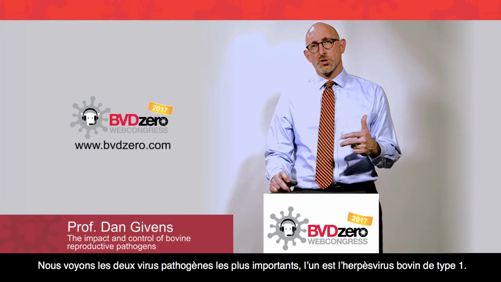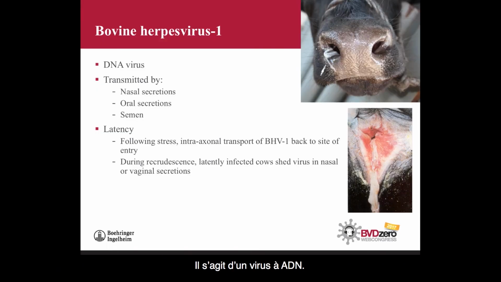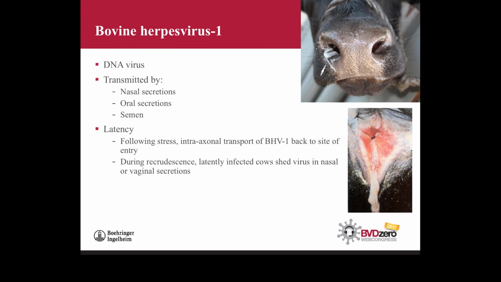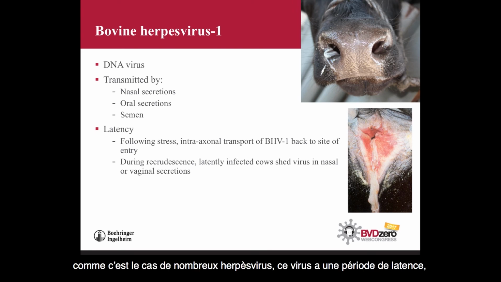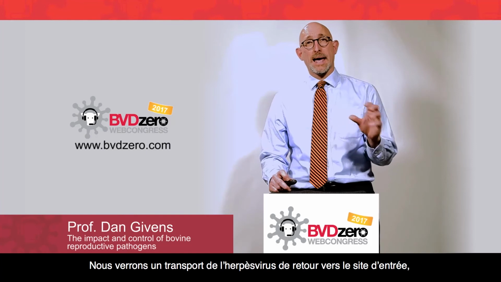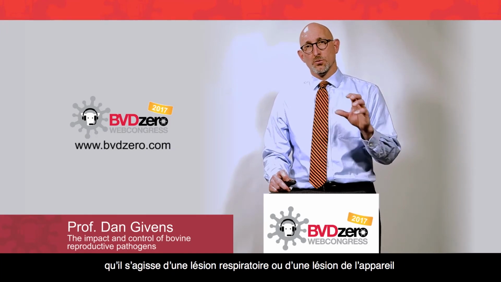As so many herpes viruses do, this virus establishes latency so that it can be associated with long-term non-proliferative infection of cells, but following stress of that animal, we will see recrudescence of this herpes virus. We will see intra-axonal transport of the herpes virus back to the site of entry, whether it's a respiratory lesion or a reproductive lesion, and we can see recrudescence. Latently infected cows will shed virus either through nasal secretions or through vaginal secretions in these situations.